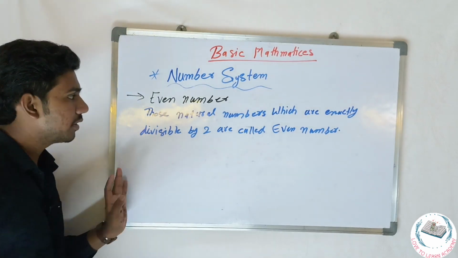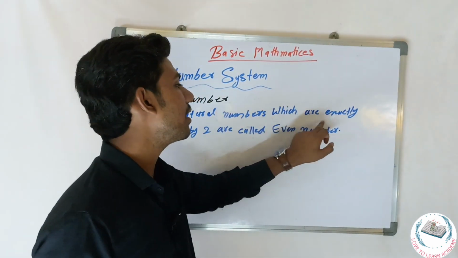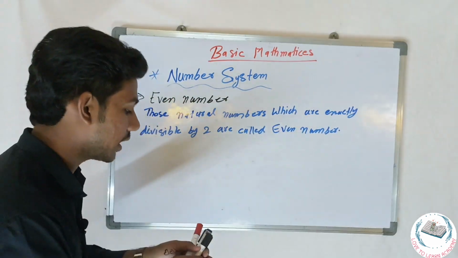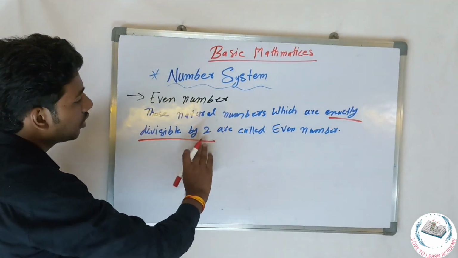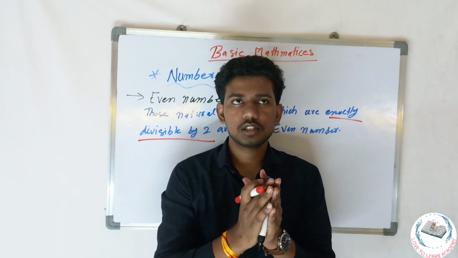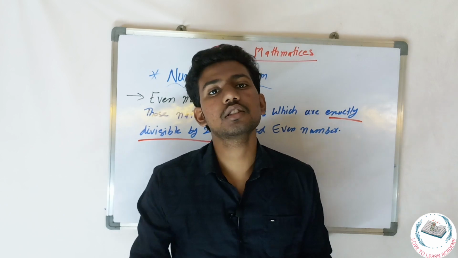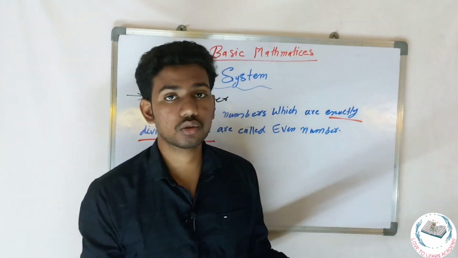So if you talk about even numbers, even numbers are those natural numbers which are exactly divisible by 2. Exactly divisible by 2 are called even numbers. I will explain it here. In simple language, the number which is divisible by 2 is known as an even number.